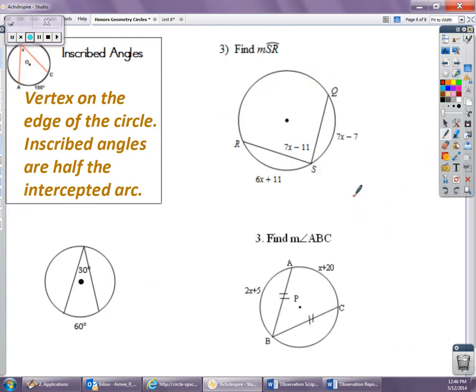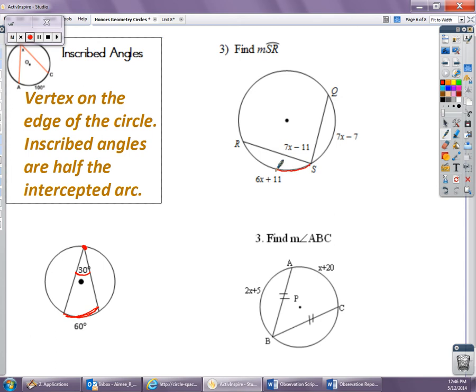Next we had inscribed angles, and for inscribed angles, the angle is on the edge of the circle, and the angle is half of the arc. So if this is my intercepted arc of 60, the angle down here is 30. So if I'm looking at a problem like this, I'm looking for arc SR.